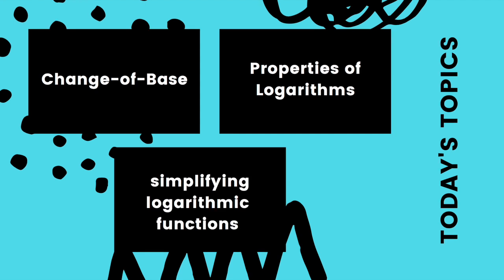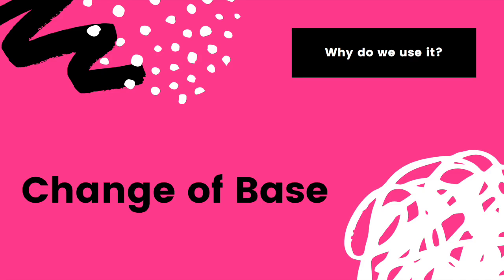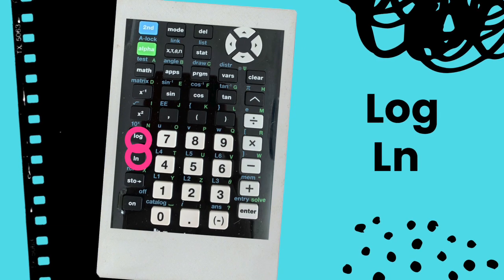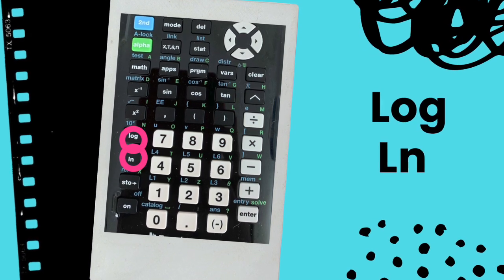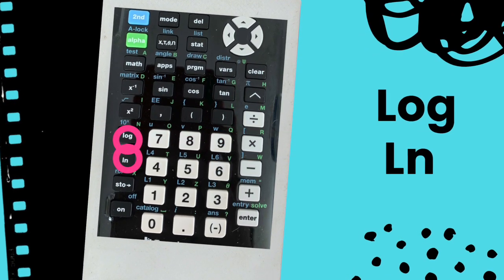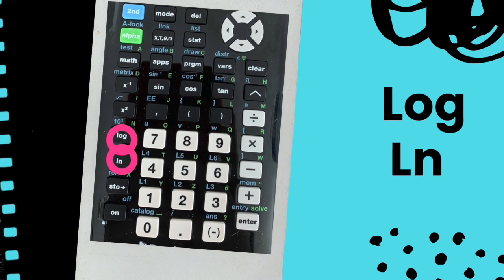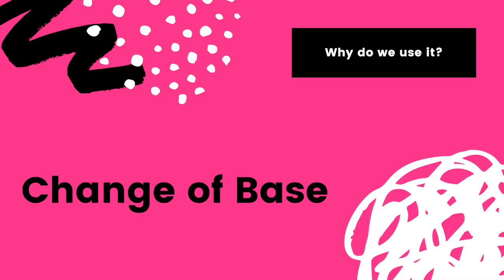simplifying logarithmic expressions. Starting off with change of base, the main purpose of using this method is because, as you may have noticed, your calculator only has two logarithm keys: common logarithm, base 10, and natural logarithm, base e. So for this reason, we use the change of base formula to evaluate logarithm with other bases.